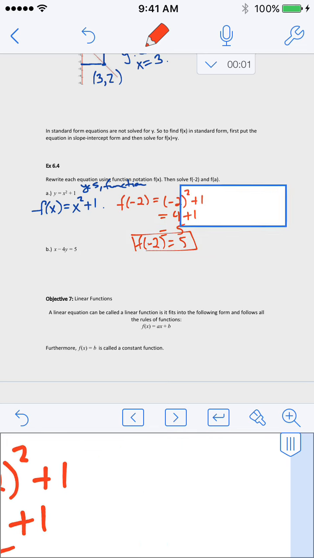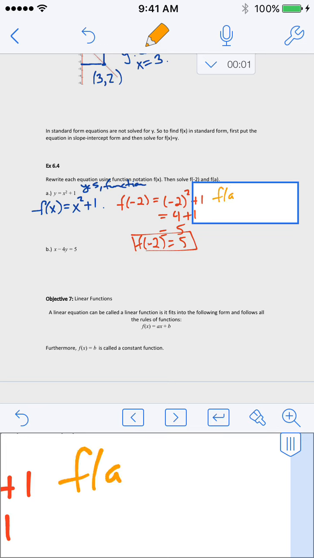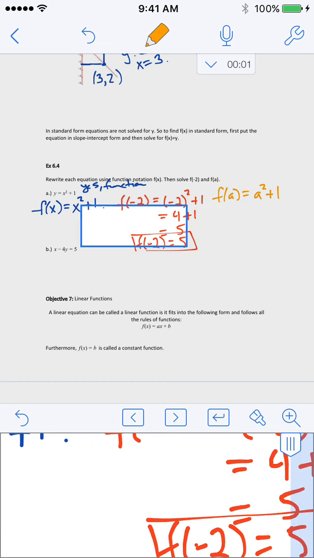Awesome. And then, of course, we'll just practice that little variable switch. F of a is asking the same question as f of negative 2. What is y when x is a? Well, when x is a, nothing really changes, right? It's just a different variable. You can put in the poop emoji for all I care, right? It's just a squared plus 1 instead of x squared plus 1. Just simply a variable change.